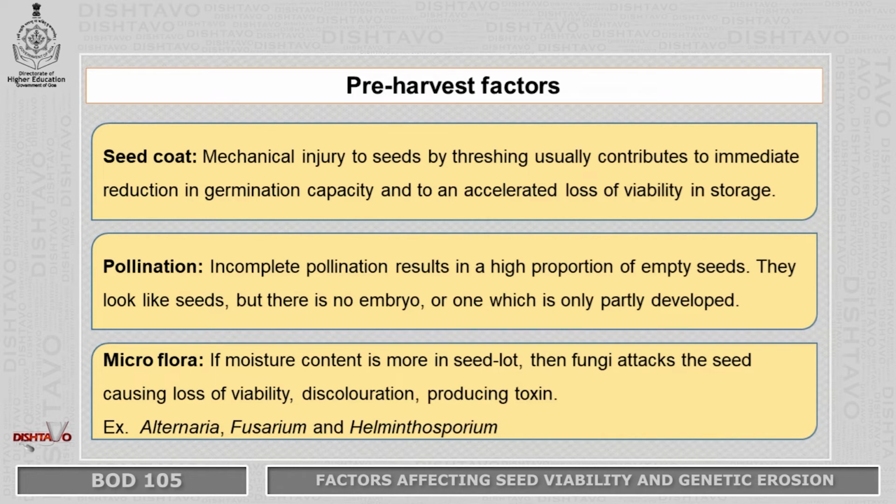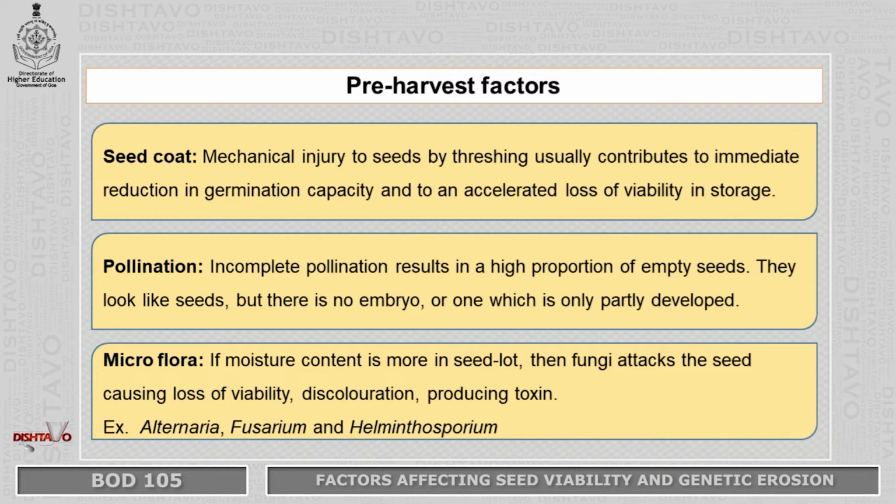Pre-harvest factors. First one, seed coat. Mechanical injury to the seeds by threshing usually contributes to immediate reduction in the germination capacity and to an accelerated loss of viability in seed storage. Pollination. If the pollination is incomplete, it can result in a high proportion of empty seeds. They look like normal seeds, but there is no embryo or one which is only partially developed.